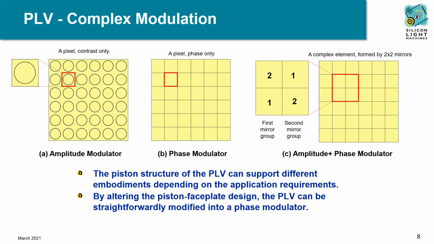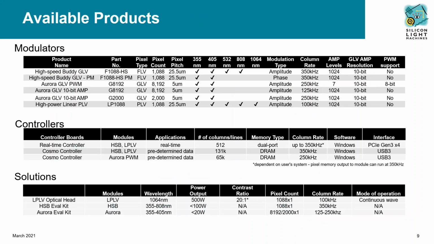Finally, the PLV may also be used as a phase modulator by altering the pixel surface to be purely reflective. This approach enables high-speed 2D fully holographic control through phase modulation, or even elements of combined amplitude and phase modulation formed by multiple mirrors.